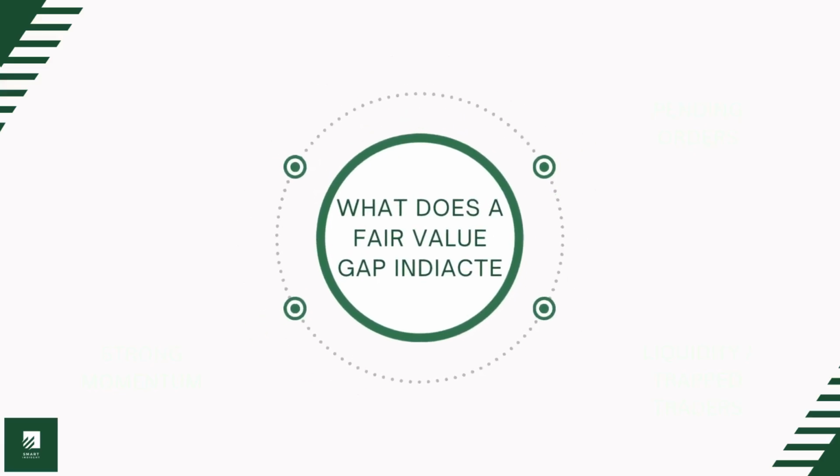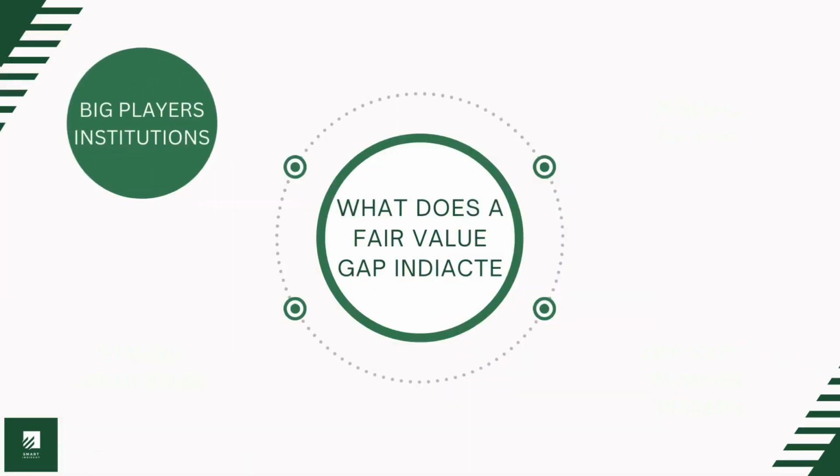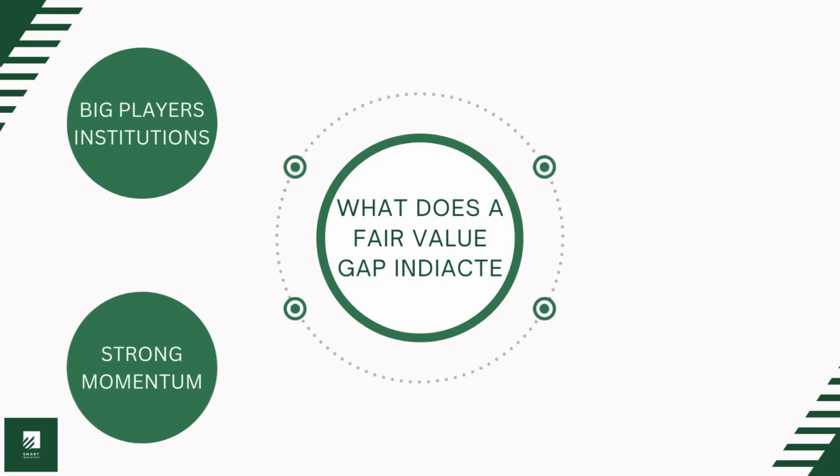So what does a fair value gap indicate? When a fair value gap is formed, we know for sure that there are big players, big institutions involved, because only they can cause such a big displacement in price. We also know that now there is a strong momentum in a certain direction because of participation of these players, and they have made their intentions clear that they want to move price in a certain direction.